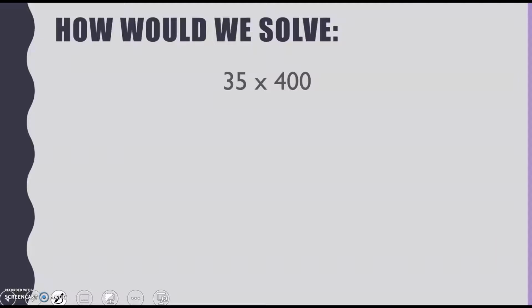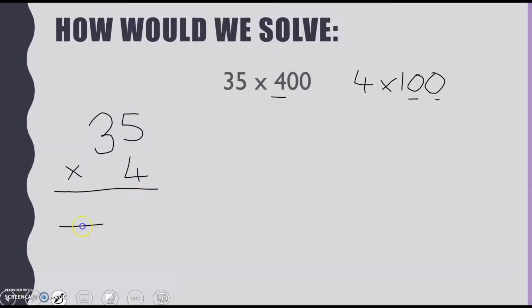Okay, let's have a think then. How would we do 35 times by 400? Well, 400 is just the same as 4 lots of 100. So this time we're going to multiply whatever number is at the start of our multiple of 100, and then we've got 2 zeros to put at the end this time. So again, start with our sum of 35 times by 4.